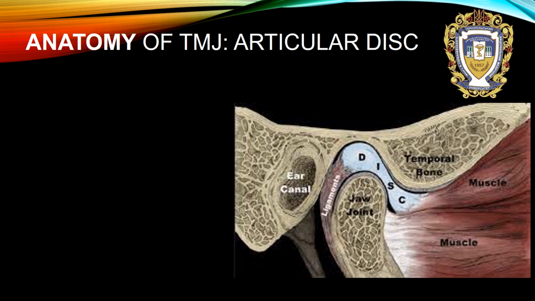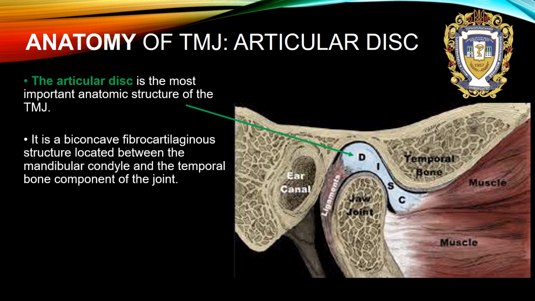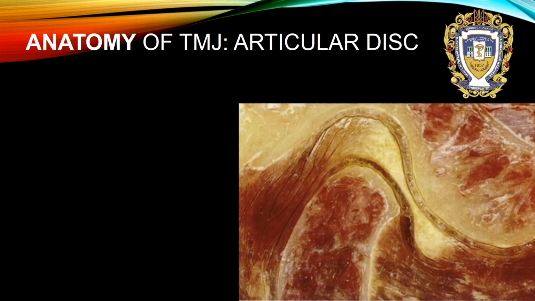Next element of the temporomandibular joint is the articular disc. The articular disc is the most important anatomic structure of the TMJ. It is a biconcave fibrocartilaginous structure located between the mandibular condyle and the temporal bone component of the joint. It functions to accommodate a hinging action as well as the gliding actions between the temporal and mandibular articular bone.